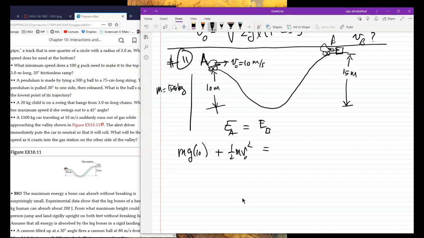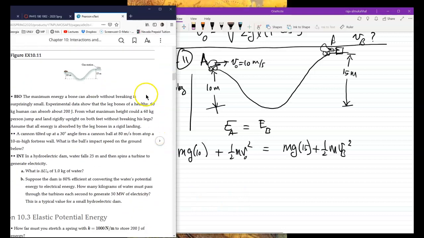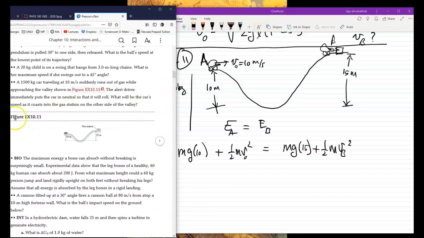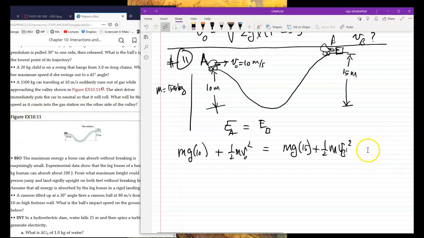Equals to, what's going on at B? Well, that is height, so that will be mg 15. Is that right? Plus 1/2 m v B. How do I know that is velocity there? Well, that's what he says. He said, what will be the car's speed as it coasts into the gas station? So he's not saying that it's going to stop here. There'll be some kind of speed. So let's calculate that speed. There we go. Simple. So the masses cancel out.